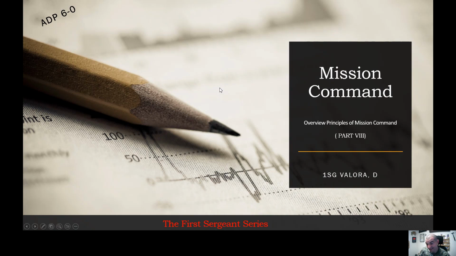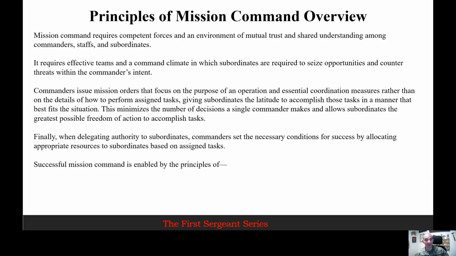So mission command, okay, like I said, this is an overview of the principles. Principles of mission command, okay? Mission command requires competent forces in an environment of mutual trust and shared understanding among commanders, staff, and subordinates, okay? We have to have a shared understanding between all levels of echelon. It requires effective teams and a command climate in which subordinates are required to seize opportunities and counter threats within the commander's intent. As we talked about in the previous video, commanders issue mission orders that focus on the purpose of an operation and essential coordination measures rather than on the details of how to perform assigned tasks, giving subordinates the latitude to accomplish those tasks in a manner that best fits the situation.